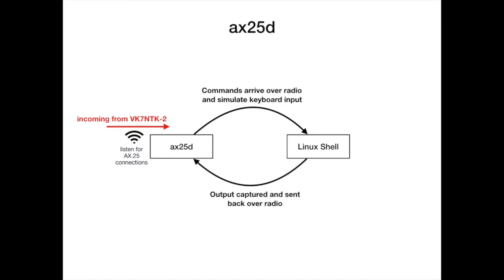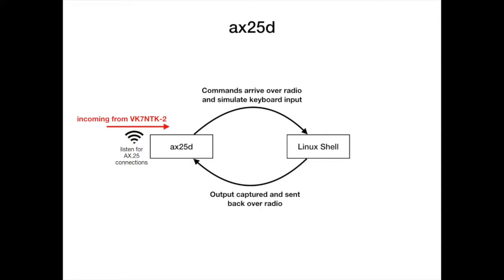There is an equivalent of inetd for packet radio. Naturally, it's called AX25D. We can set it up so that when an AX25 connection request comes in from the radio, it will handle it by running a program that we choose.